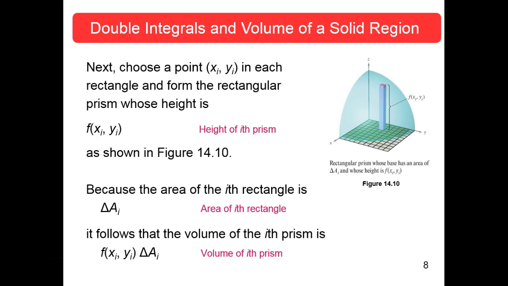The area of the ith rectangle, delta A sub i, is your delta x times your delta y. There's your delta x, there's your delta y, so it's the product of those two. It follows that the volume of the ith prism would then be the base times the height. The base is delta x delta y, and the height is f of x sub i, y sub i.